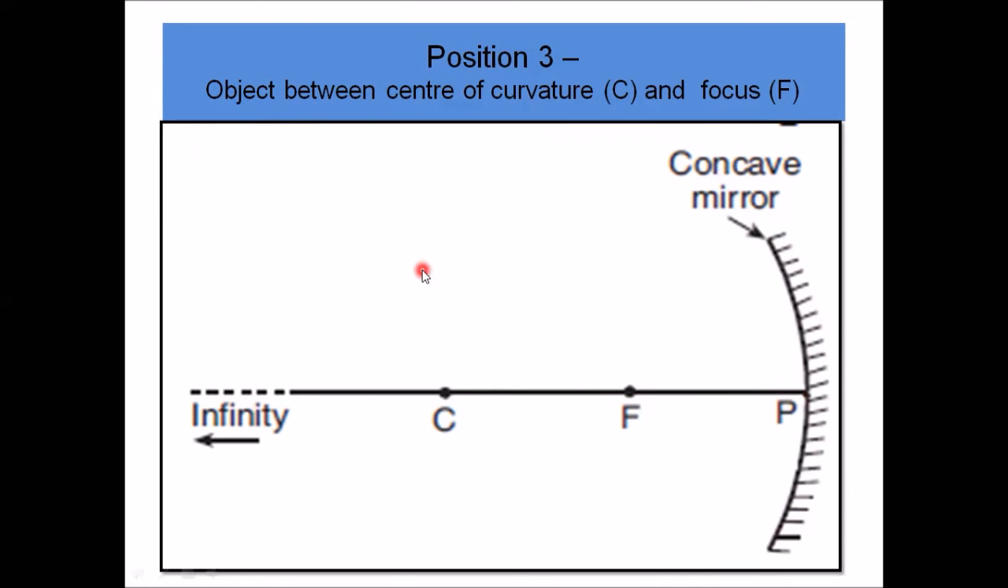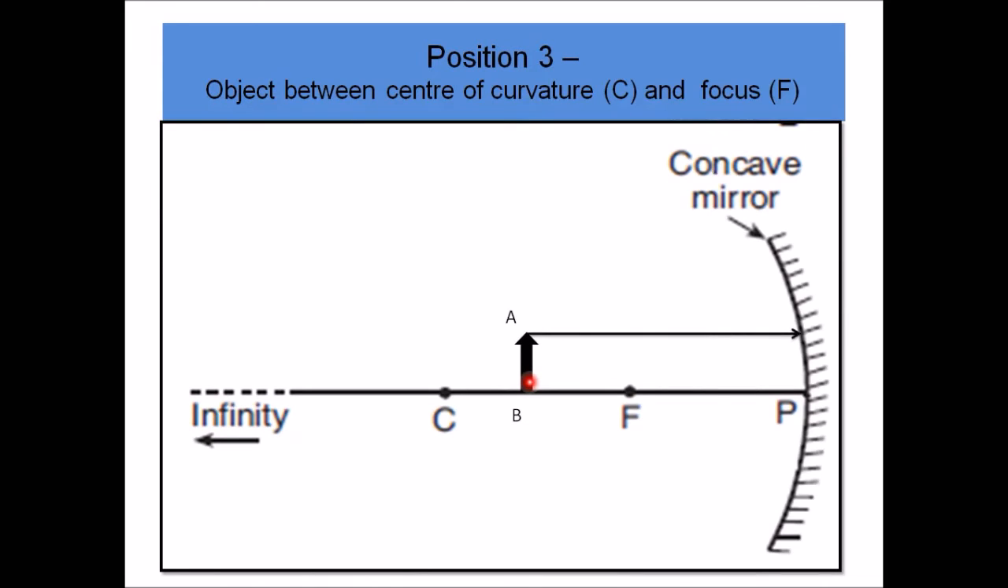Then after that, the object will be somewhere in between focus and center of curvature. This is the center of curvature and this is the focus, and the object can be anywhere in between. Here the object is denoted by an arrow, and we are naming it AB. As we already know, we need two reflected rays to show the intersection, and at that point the image will be forming. So first of all, let's make the light rays incident.